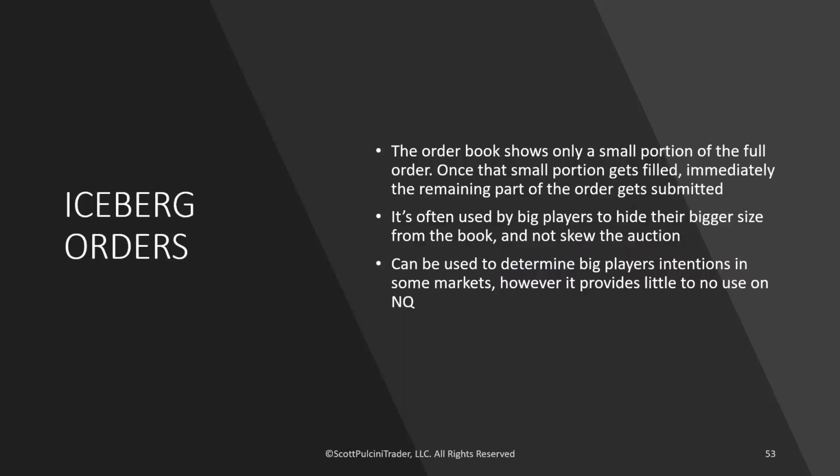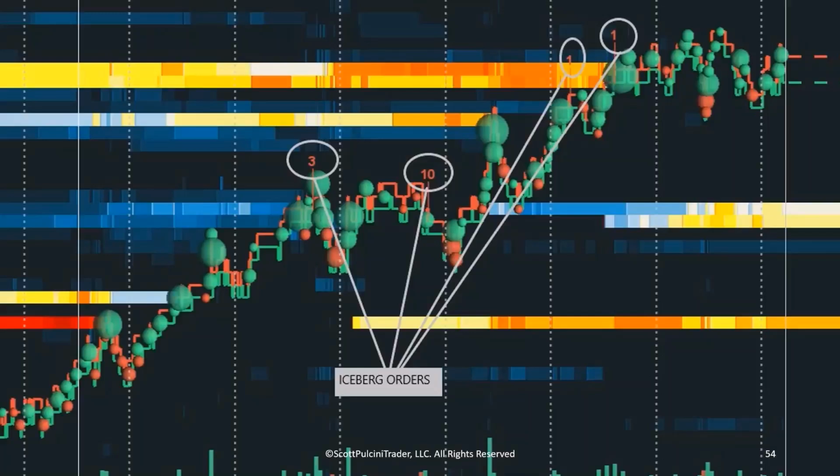This iceberg order can be used to determine big players' intentions in some markets. However, in my opinion, it provides little to no use on NQ. You'll be like, why do you show it? Because it's more a matter of understanding the market, but effectively I don't really use iceberg orders to take any trade decisions.